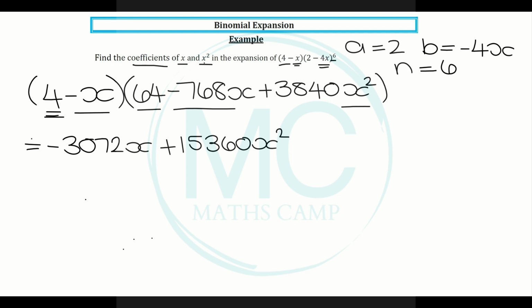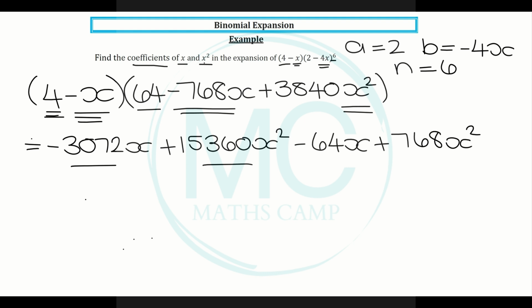Negative x multiply the constant gives me my x term. So I get negative 64x. Negative x multiplied by an x term gives me an x squared term. And I get positive 768x squared. X multiplied by x squared gives me x cubed. I cannot use this because we are only looking for x and x squared terms. So these are the only values in the expansion that we need to consider.